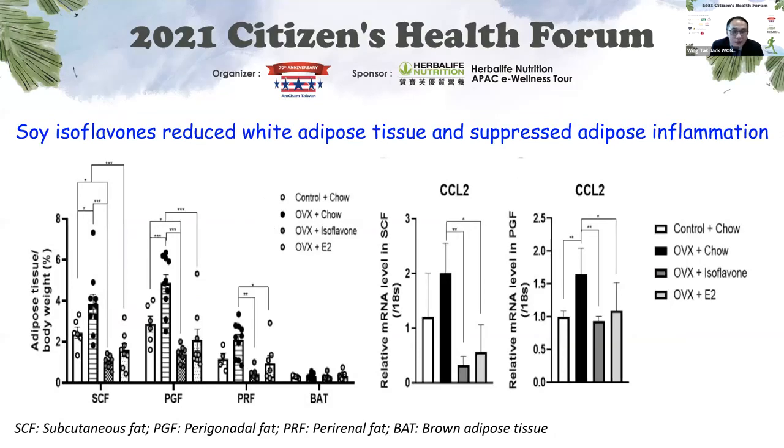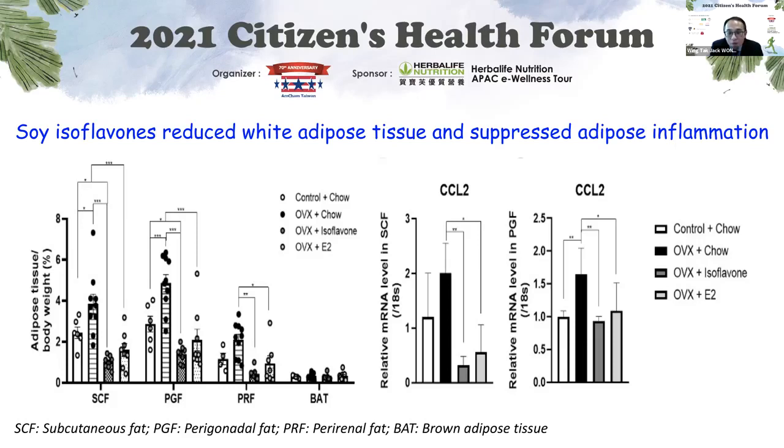Since OVX mice develop obesity, we then weighed the adipose tissue. White adipose tissue stores excess energy as triglycerides, while brown adipose tissue, BAT, dissipates stored energy as heat. As shown in the left graph here, soy isoflavone intake reduced the weight of white adipose tissue, including the subcutaneous fat, the perigonadal fat, as well as the perirenal fat in ovariectomized mice.